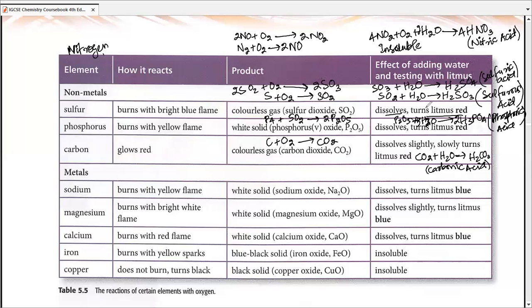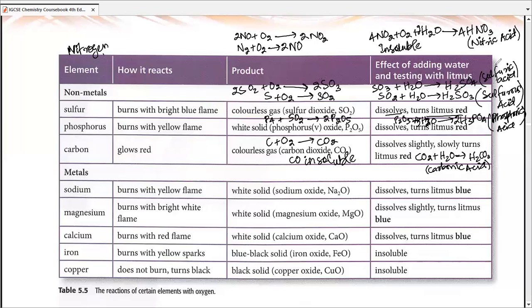This completes all the nonmetals for us, at least the ones that are included in the IGCSE syllabus. Sulfur, phosphorus, carbon, nitrogen. You would notice that all of them dissolve in terms of their oxides, except for NO, and CO also is insoluble. Apart from carbon monoxide and nitrogen monoxide, both of which are insoluble, the rest of the oxides dissolve in water, either slowly or fast, and they can turn the blue litmus paper red.